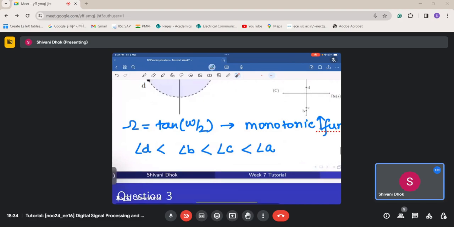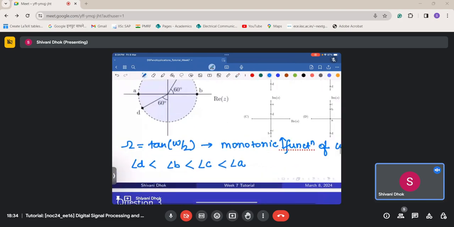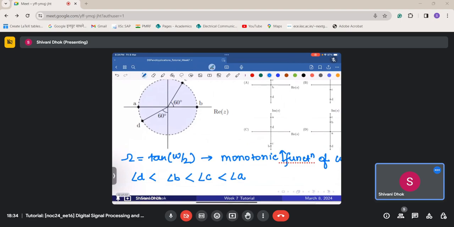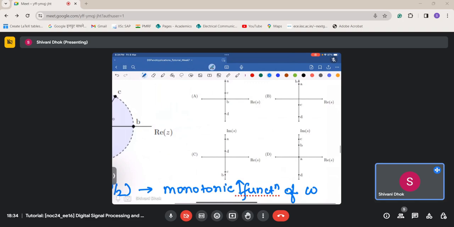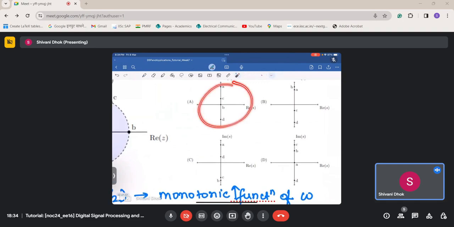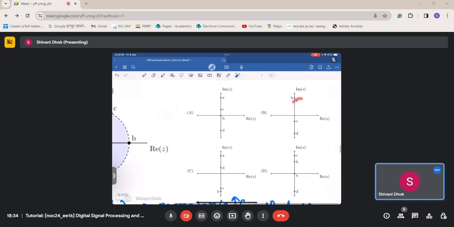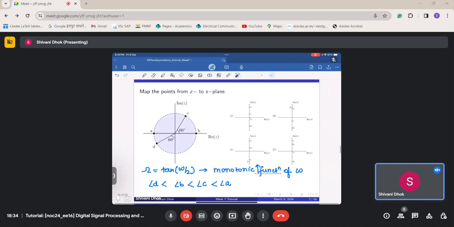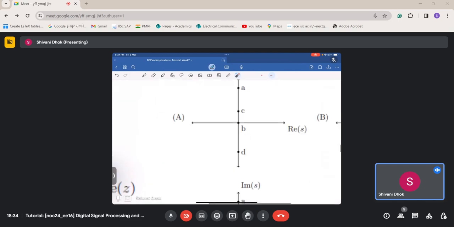So omega corresponding to B will be higher than that for D. So then if you compare, we have that in this plot. It's not there in this plot, it's not there in this plot. Another thing is, omega corresponding to C will be higher than that of B. So this also we are having, and omega corresponding to A is higher than what we are having.